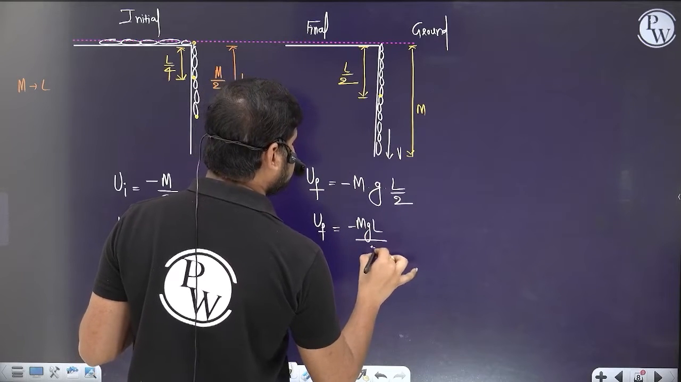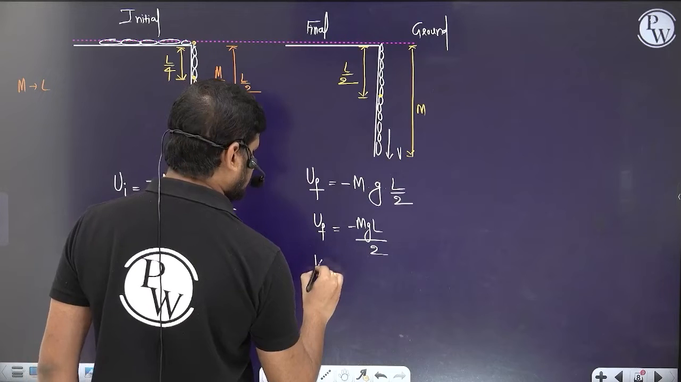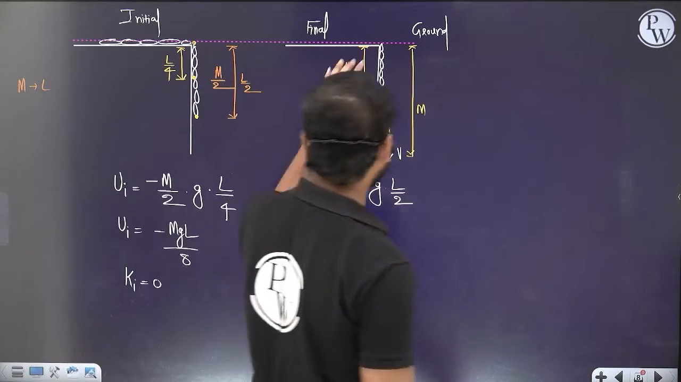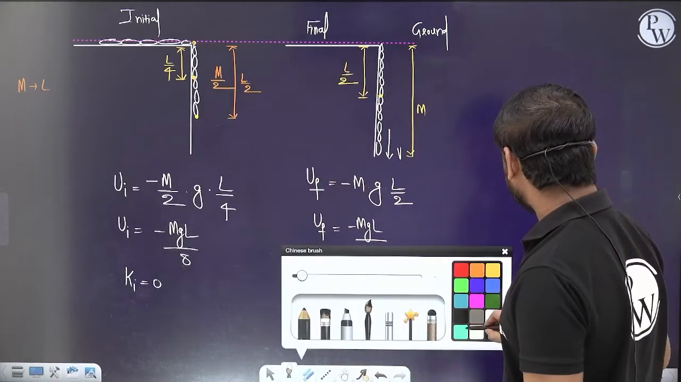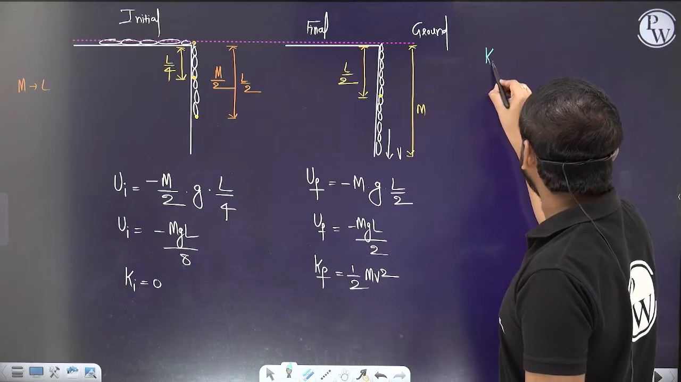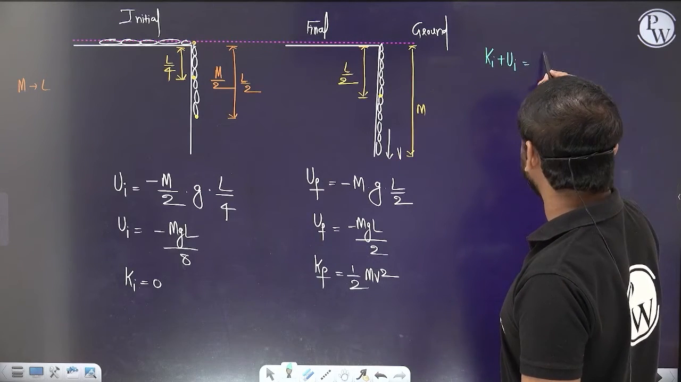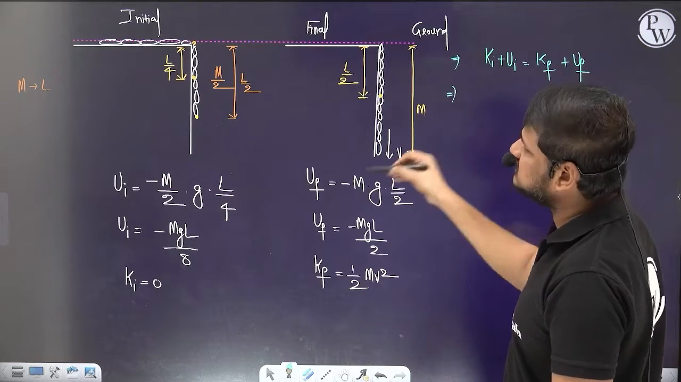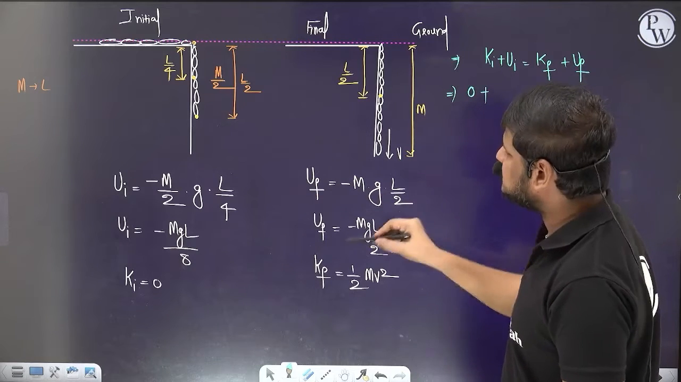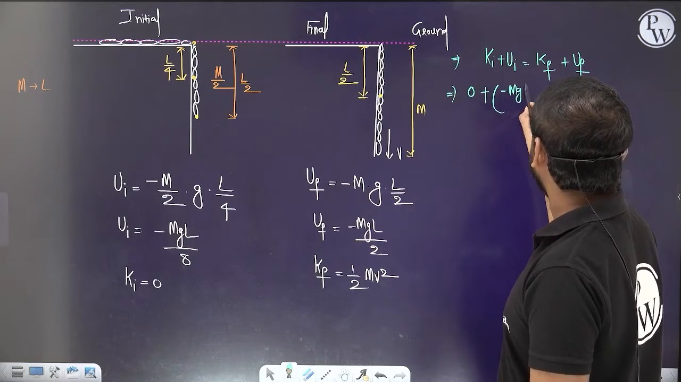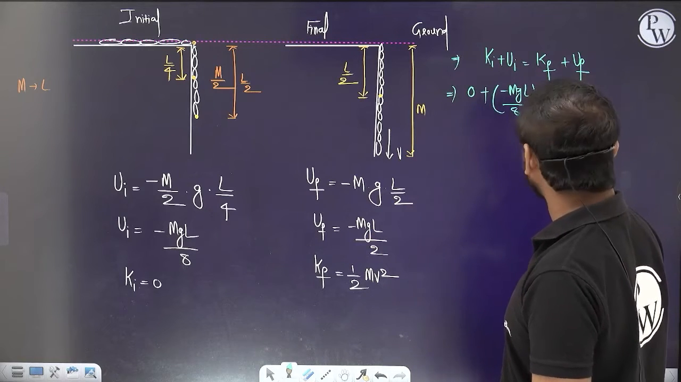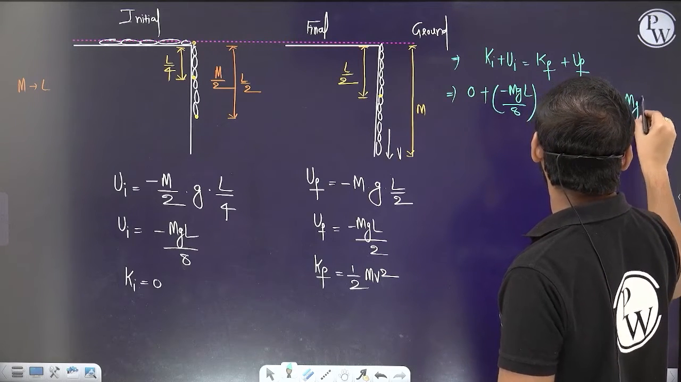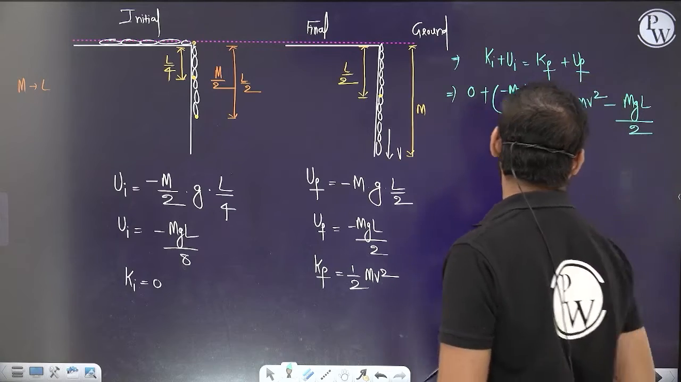Now it leaves the table with some velocity v. Therefore the final kinetic energy will be half mv square. Now apply the conservation of mechanical energy. The initial kinetic energy plus initial potential energy is equal to the final kinetic energy plus final potential energy. The initial kinetic energy is 0, the initial potential energy is minus mgL by 8, the final kinetic energy is half mv square, plus minus mgL by 2, the final potential energy.